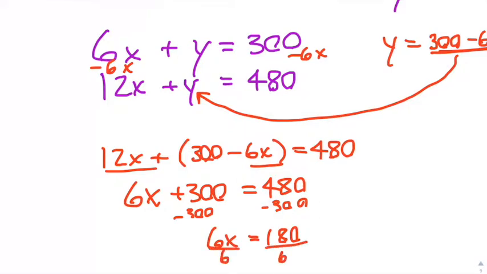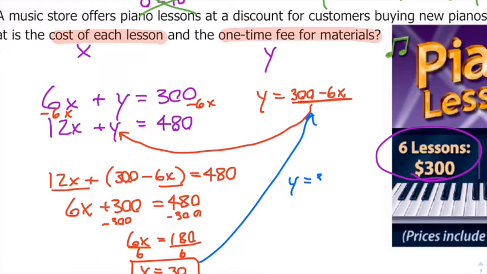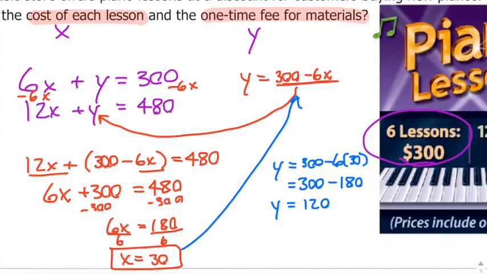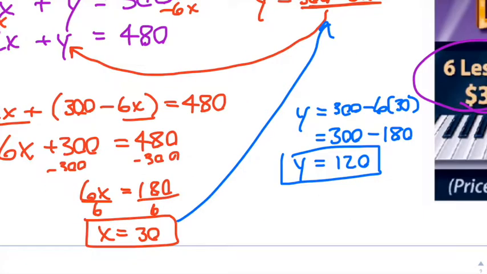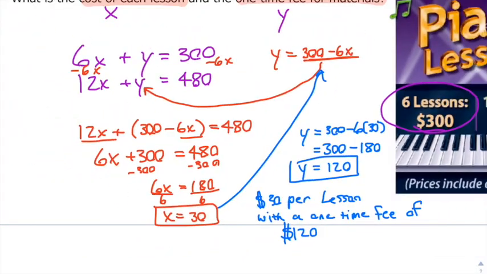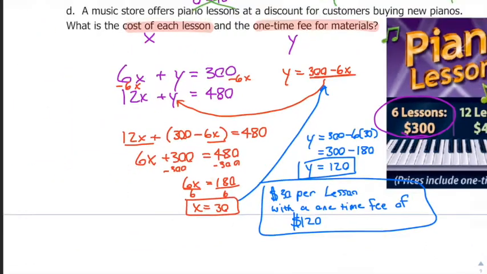And I know 6 goes into 180 thirty times. In this case, if we're going back up here, equals 300 and then minus 6x. So what would that be? Minus 6 times 30. Okay, it's kind of looking bad there. Let's see if I can write better. 300. There you go. And then sometimes teachers say it's $30 a month with a one time fee of, I guess, $120. And then that would be your actual answer.